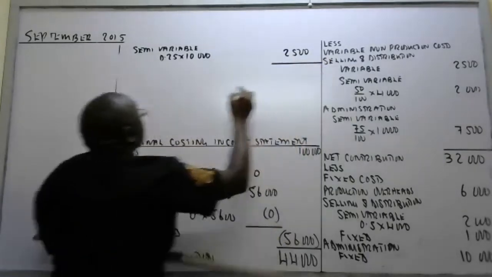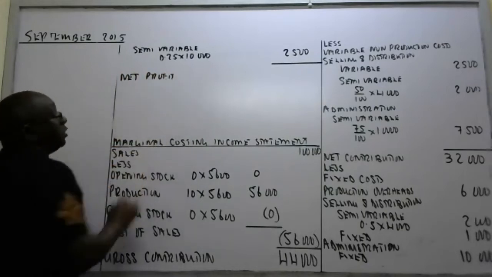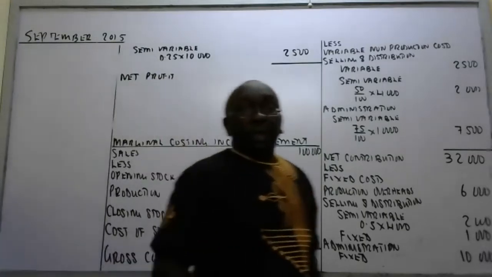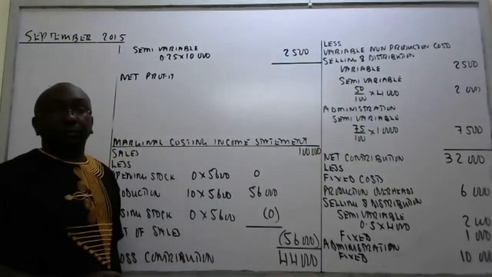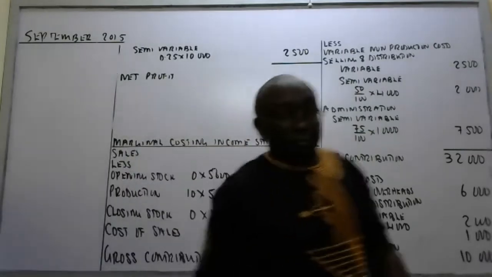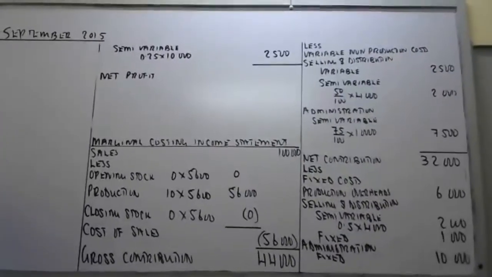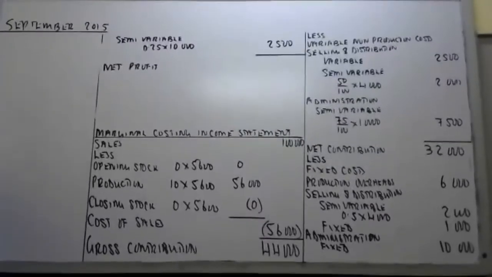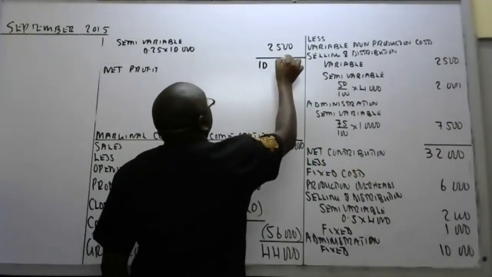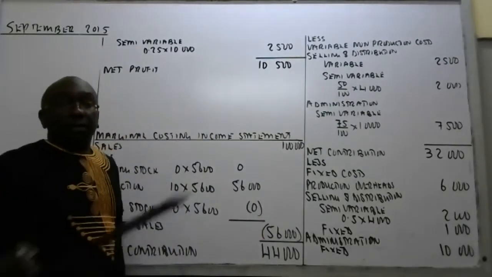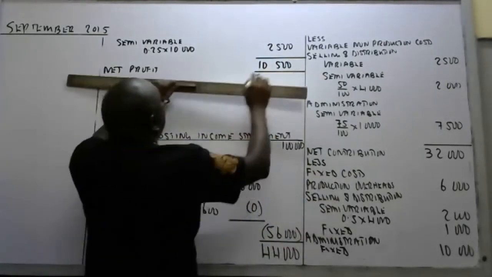With that, we have the net profit. So how much? Abigail, I need to see your answer. What is the net profit? Let's say about 10,000. 10,500. So that is the end of the statement.